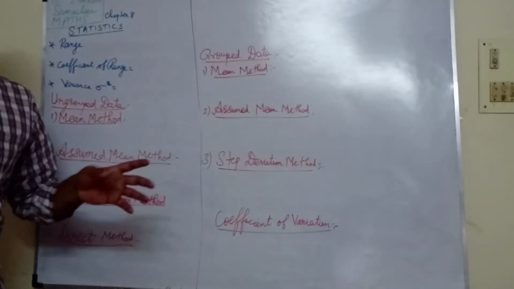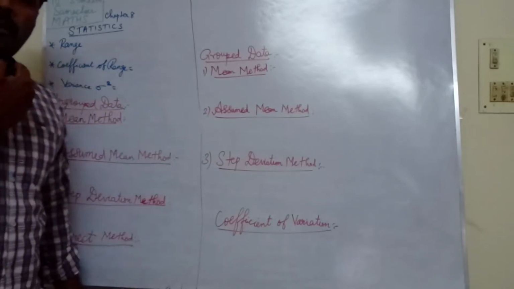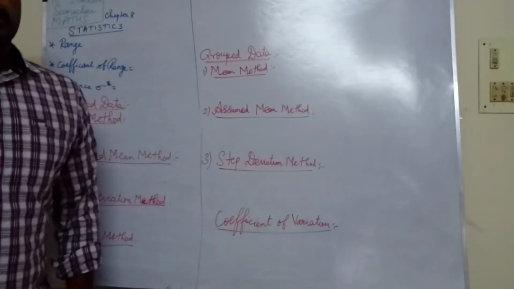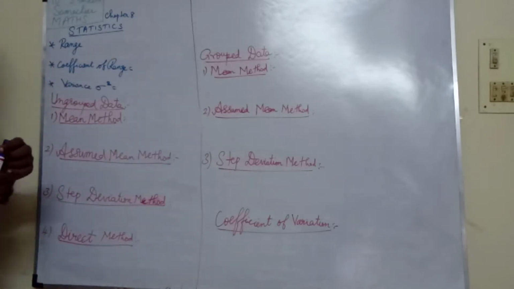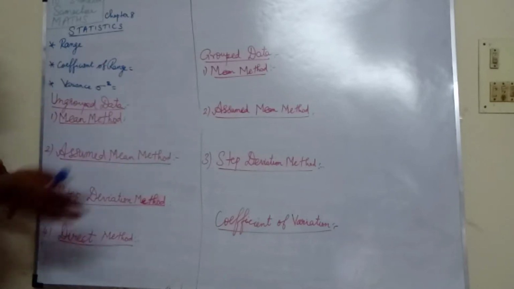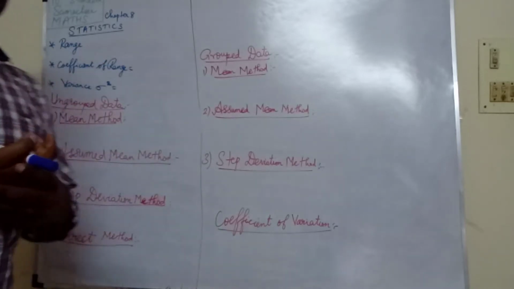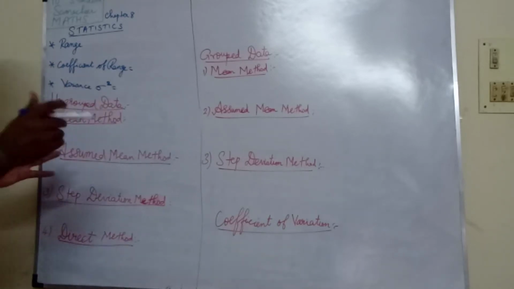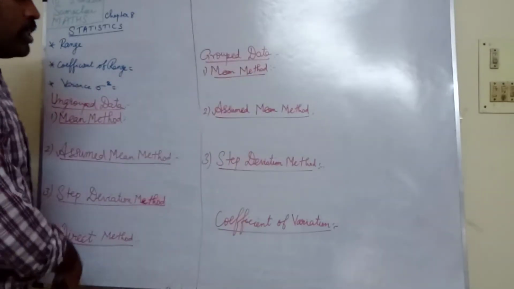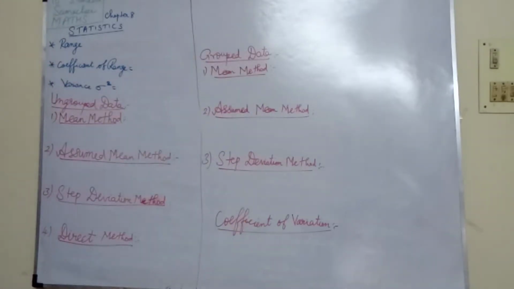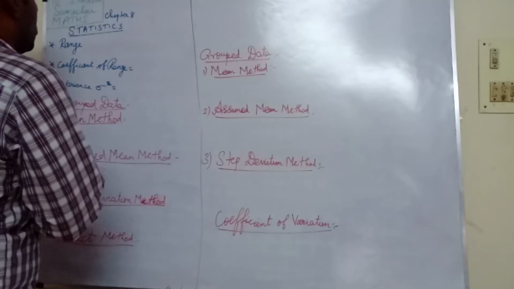Today we are going to speak about the statistics chapter, that is chapter number 8. This is one of the important chapters in the 10th standard Samacheer board exam. They will ask these types of problems. So for learning the statistics problems, we need to know the basic formulas. If we know these basic formulas, then only it will be better for you to solve the problems.